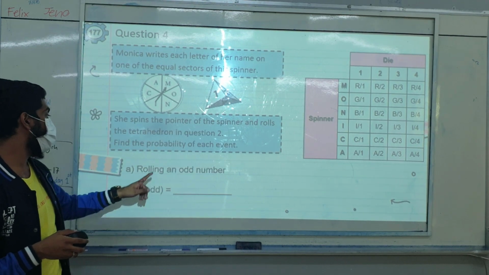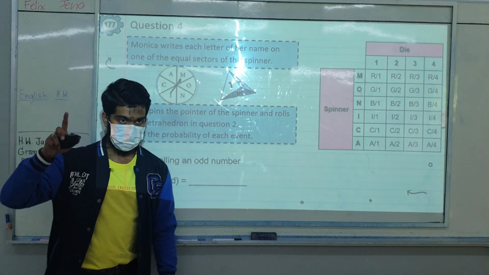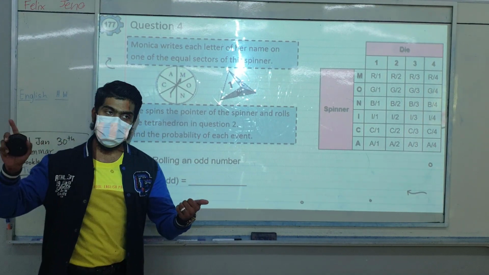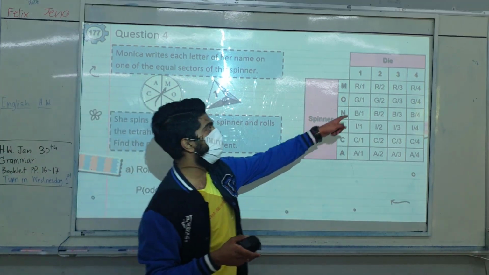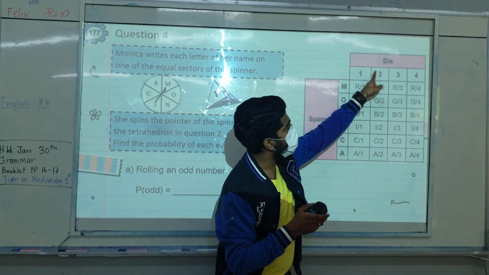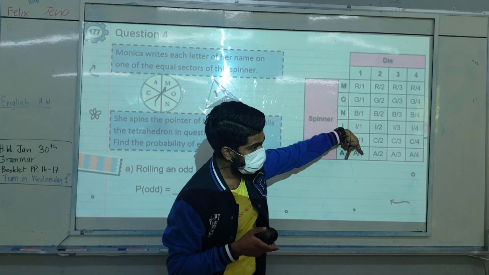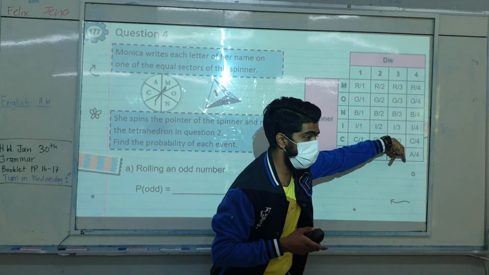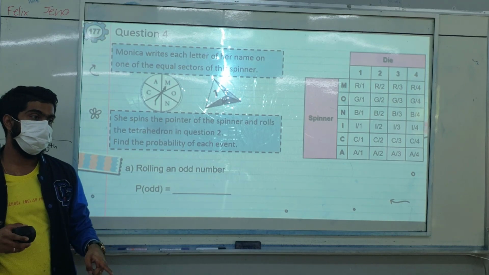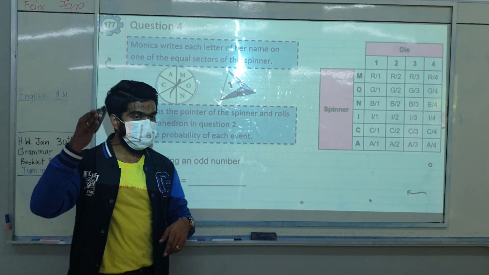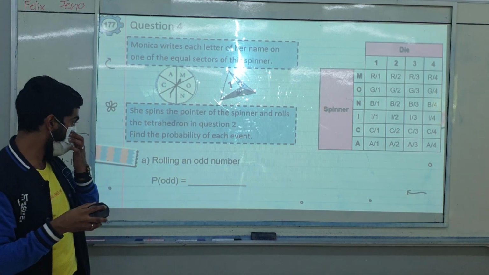Alright, now let's see the question. Rolling an odd number. So what do we mean by odd? Like 1, 3, 5, 7. So in this one, we will be looking at 1 and 3. Okay? So 1 means all of this, 3 means all of this, correct? So totally how many do we have? 12 over 24. When we simplify, what we have? 1 over 2. Very good.